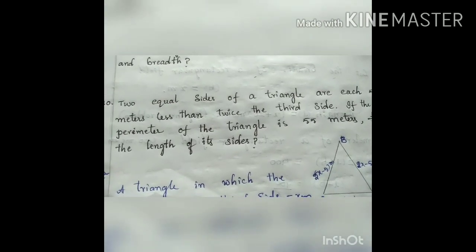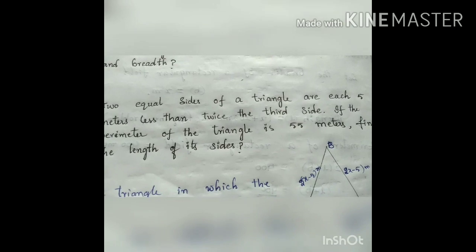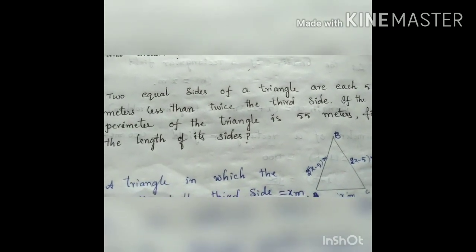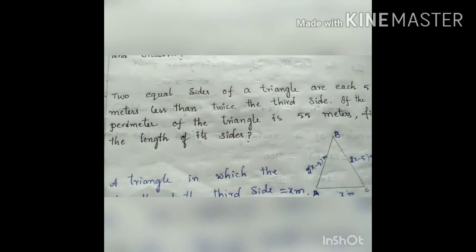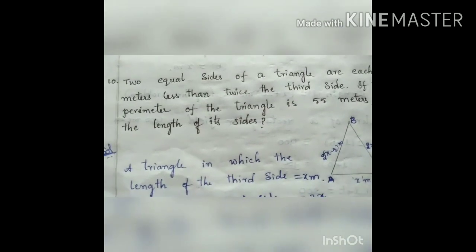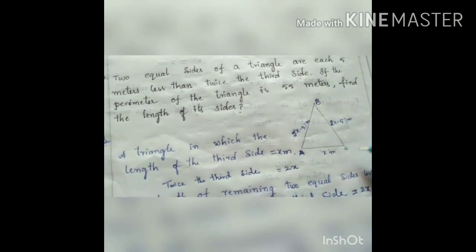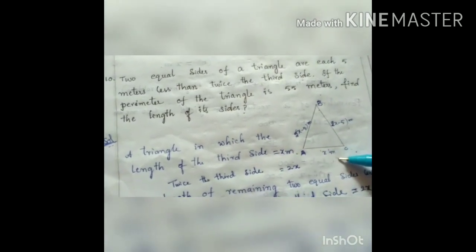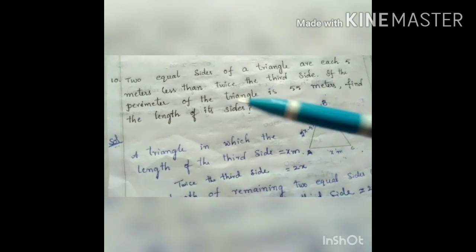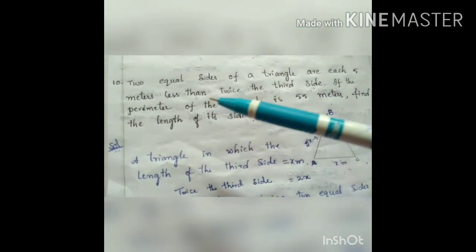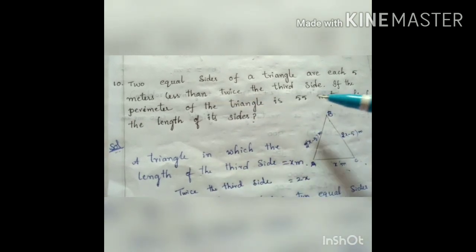Now continuation, 10th problem. Two equal sides of a triangle are each 5 meters less than twice the third side. If the perimeter of the triangle is 55 meters, find the length of its sides. Okay children, look here, it is a triangle ABC. Here the first side AB, second side BC and third side x. Two equal sides of a triangle are each 5 meters less than twice the third side.